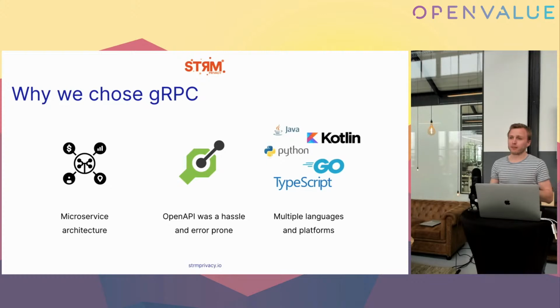Next to that, we have quite some different languages that we use, a lot of different clients. Our backend services are using the JVM, so that's Java or Kotlin. But we also have a Python client, we have a CLI written in Go, and we have a web application that uses TypeScript. So that was another reason for us to actually choose gRPC.